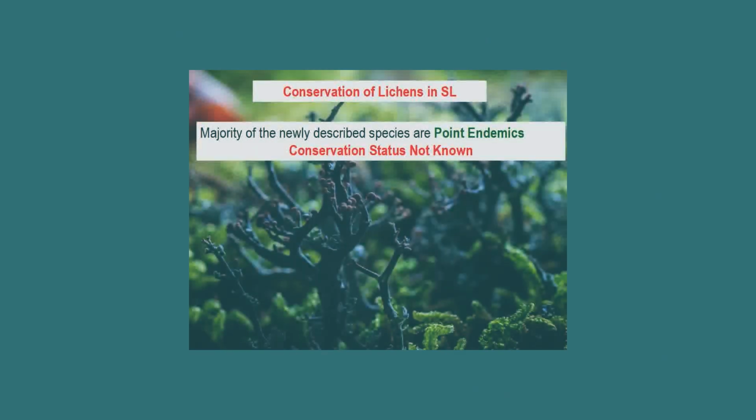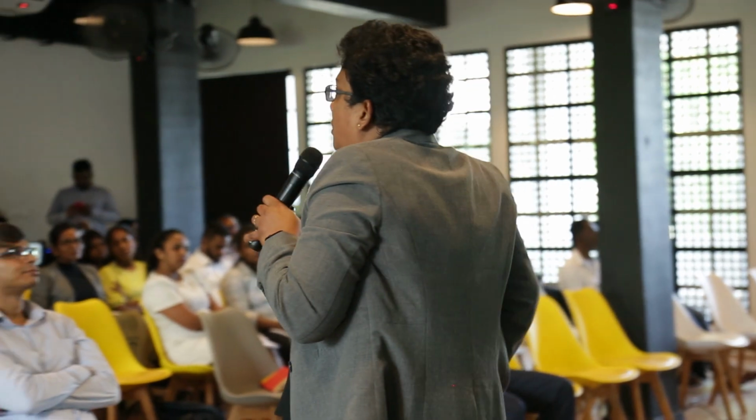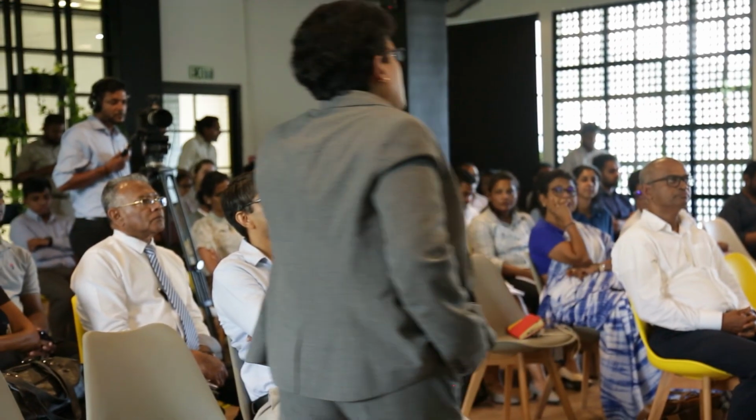Okay, the very last slide. What is happening to Sri Lankan lichens? Sri Lanka is a biodiversity hotspot. The family Graphidaceae has the highest number of tropical lichens. We are the global hotspot in the whole world. We have discovered the highest number of new species per 1 square kilometer in the whole of the world.